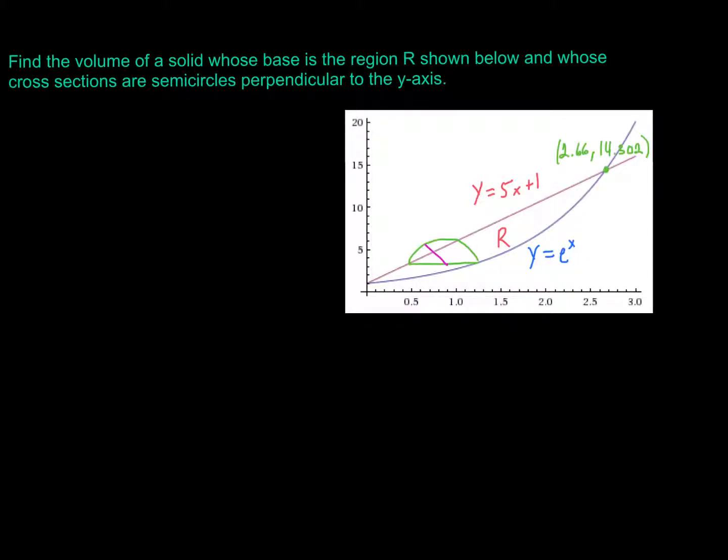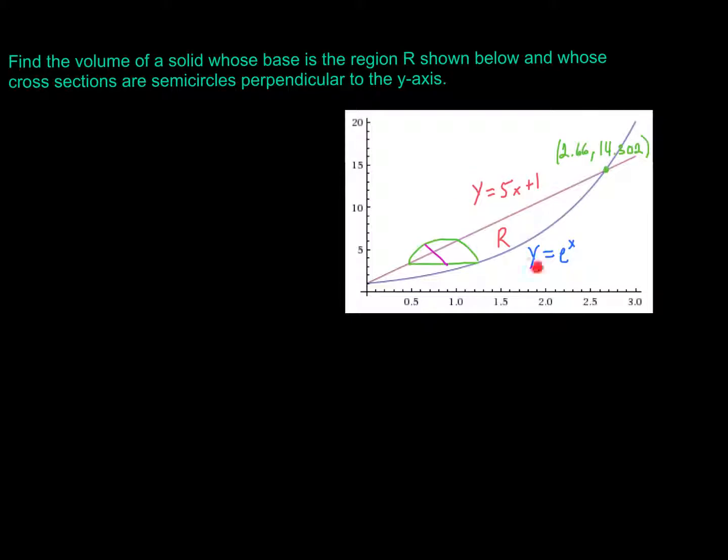All right, so this here is a little tricky simply because we're looking at semicircles that are perpendicular to the y-axis here. And so when I look at the dimensions, I know I need the radius. And so I know the radius is half the diameter. And I know the diameter here is the distance between the x value of the blue curve and the x value of the red curve.